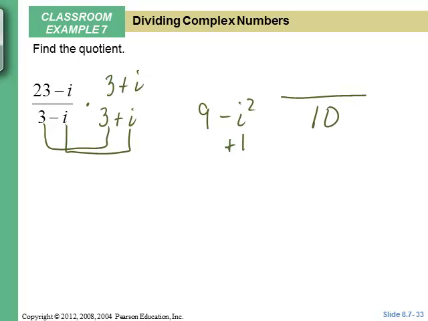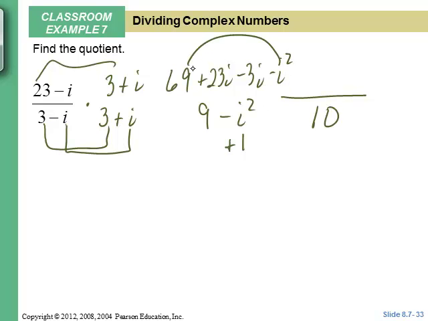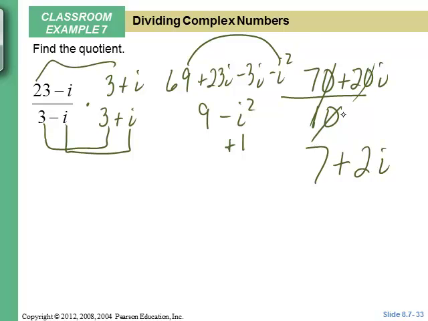The numerator, 3 times 23 is 69, plus 23i minus 3i minus i squared. But i squared is negative 1. Negative negative 1 makes it 70 when you add it to 69, plus 20i over 10, which is 7 plus 2i, because you can divide each of those.